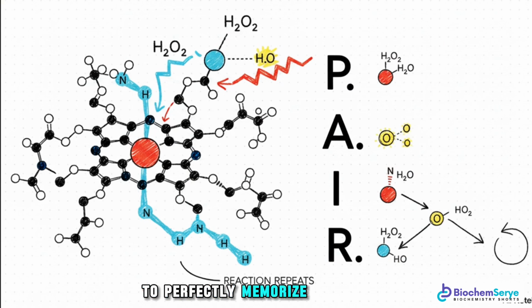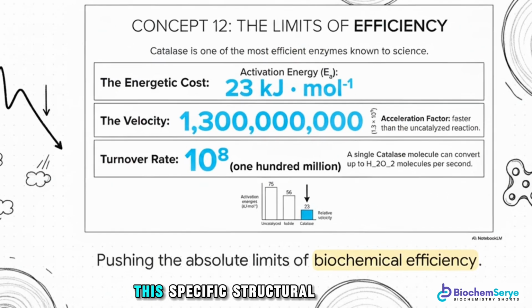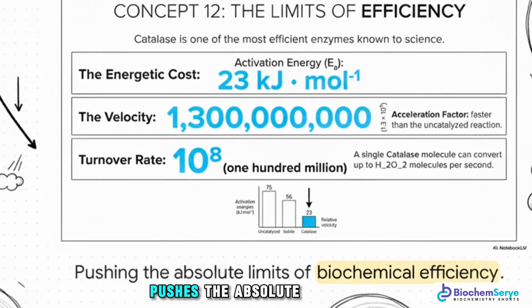To perfectly memorize this flawless sequence, I want you to use the mnemonic PAIR. P-A-I-R. First, peroxide binds precisely to the heme group. Second, atomic oxygen is instantly formed by surrounding amino acid residues. Third, the central iron atom temporarily holds that oxygen securely. And fourth, the reaction repeats as it rapidly transfers that oxygen to a second incoming peroxide molecule. PAIR. This specific structural geometry pushes the absolute limits of biochemical efficiency.